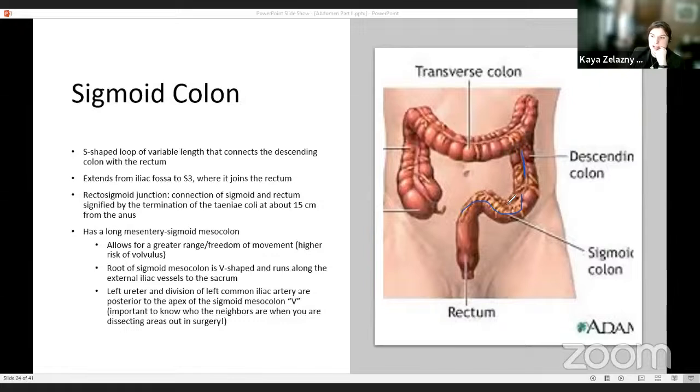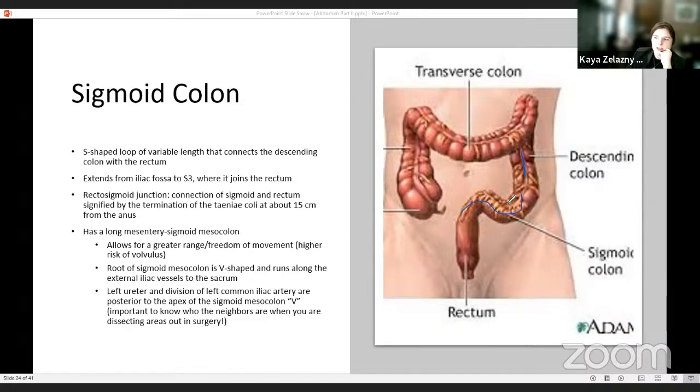And the sigmoid colon does have a long mesentery, so it's going to have a lot of range of motion, which means that it is at a higher risk of basically twisting and getting messed up. So formally, we would say that the sigmoid colon has a higher risk of volvulus. That was the term we used before for when an organ twists its orientation and potentially constricts its own blood flow. So basically, the more range of motion you have for a structure, the more risk you have for something like that occurring.